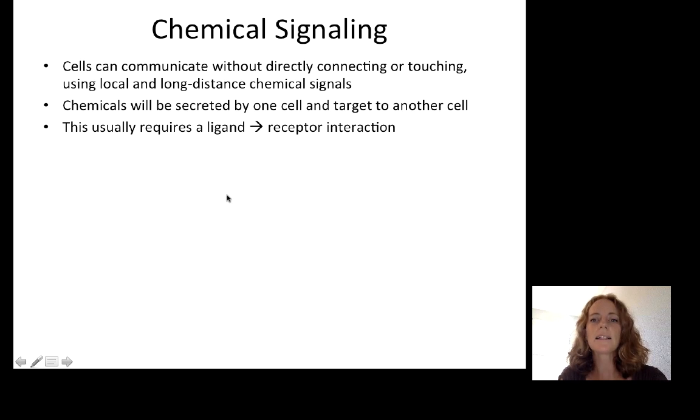Now, when cells are not directly connecting or touching, we then need to use local and long-distance chemical signals. So in addition to having glycoproteins, in addition to having junctions, cells will also release chemicals, and cells can also receive chemicals from other cells. So chemicals will be secreted by one cell to another cell. And this usually requires what we call a ligand-receptor interaction, where the ligand is the chemical and the receptor is a protein that is on the other cell that will recognize that chemical.